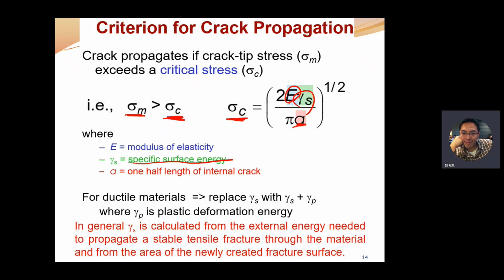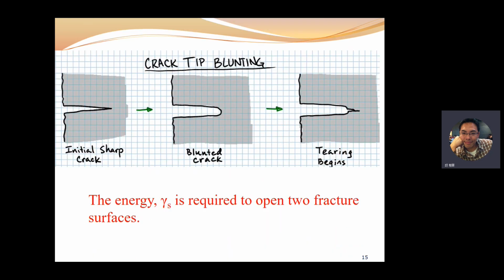And for ductile materials, we can replace this specific energy with gamma s plus gamma p, because ductile materials usually have plastic deformation. So what is gamma s, the specific surface energy? It is the energy required to open two fracture surfaces.